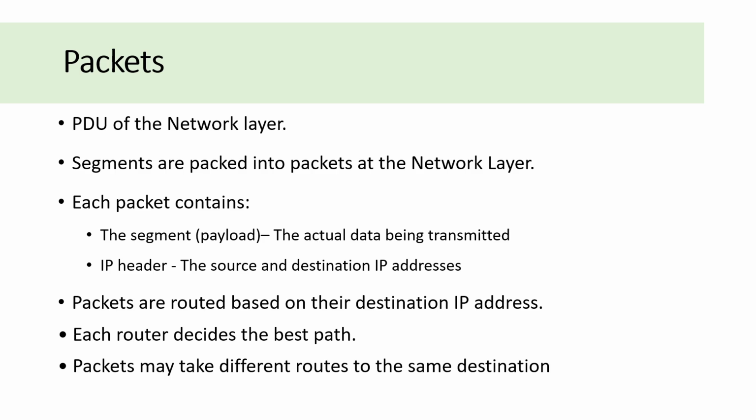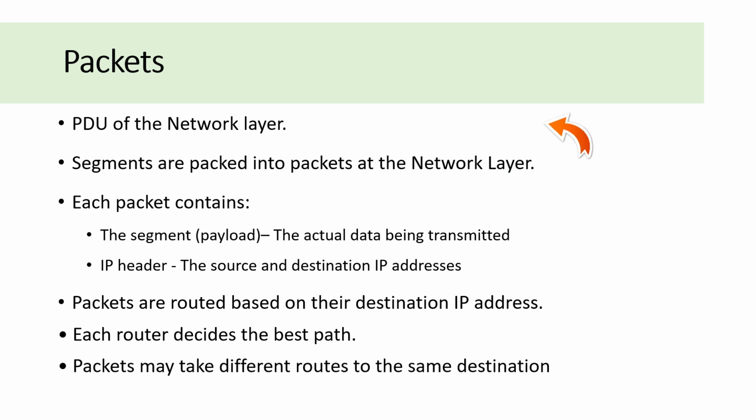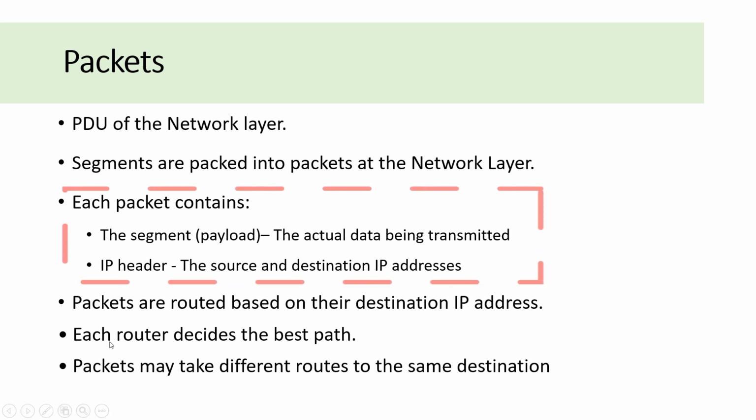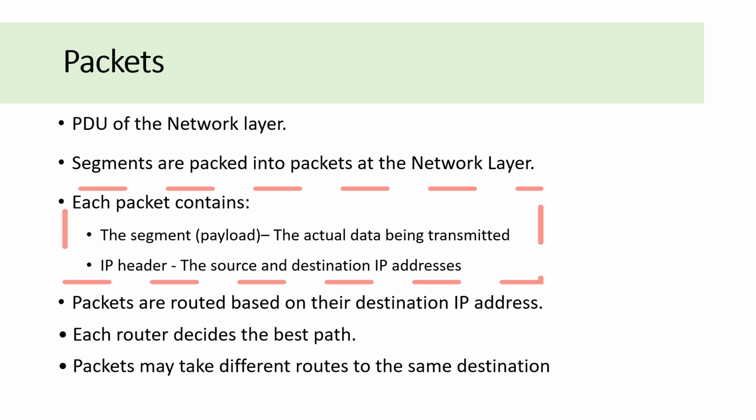Now let's go to the packet in the network layer. A packet is the PDU of the network layer, which is a formatted unit of data used for transmission across networks. It is created by encapsulating segments with additional information necessary for routing and delivery. Packets are essential for ensuring the data is routed and delivered to the correct device using IP addresses. The packet contains the actual data being transmitted, which is the segment from the transport layer, and the packet header. The packet header includes important information like the source and destination IP addresses and more.